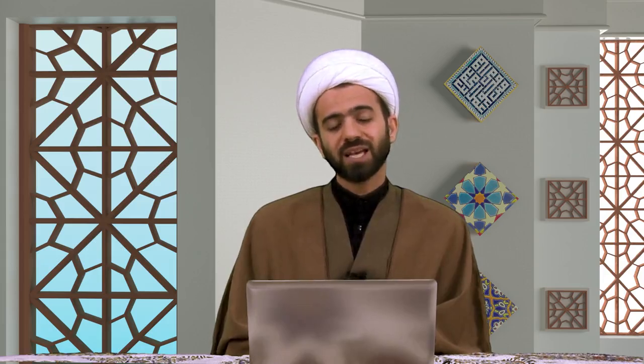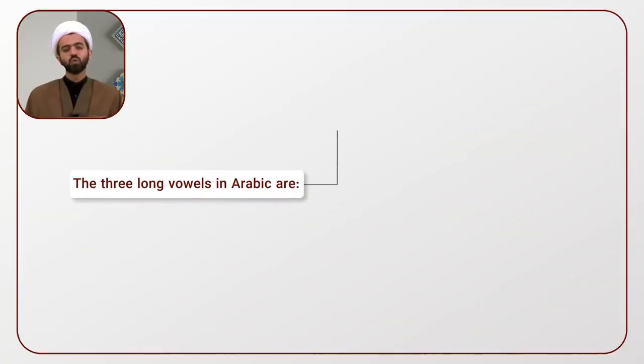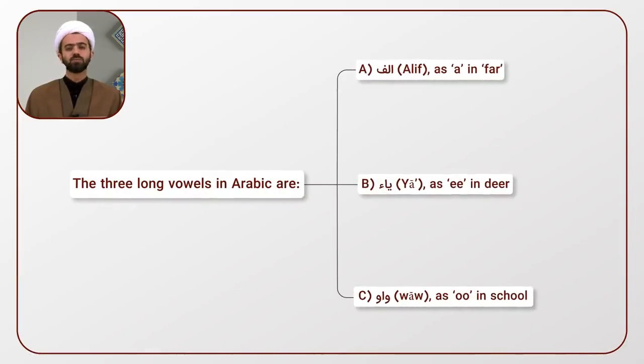And the last vowel is u. Again, the name of this vowel is the same name that we had for w. What was the name? If you remember, the name was wow. So the name wow is the name of two characters, one consonant, w, and one vowel, u. Both are called wow, like school, the sound school. So these are the vowels.